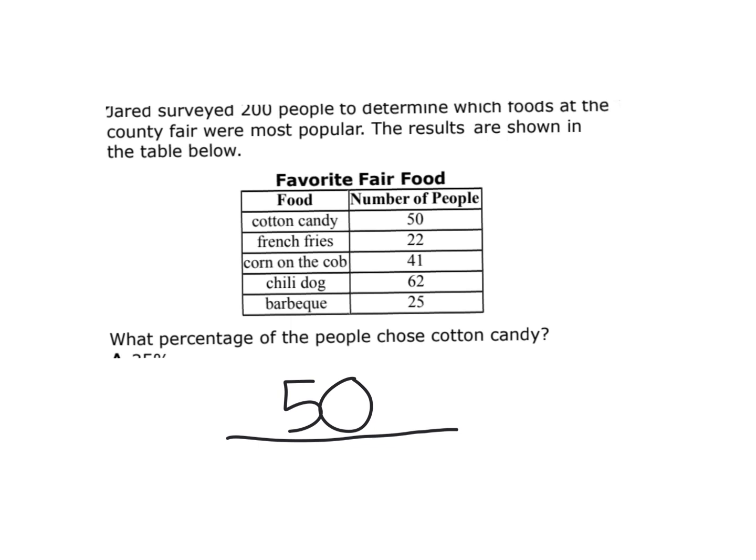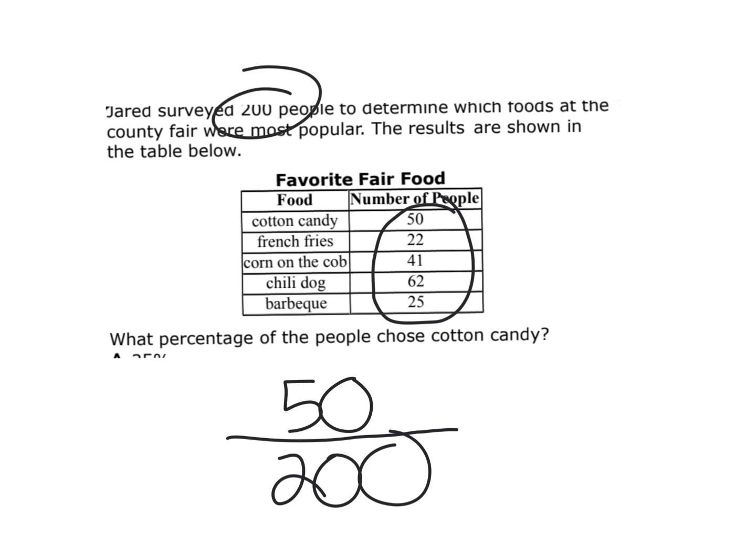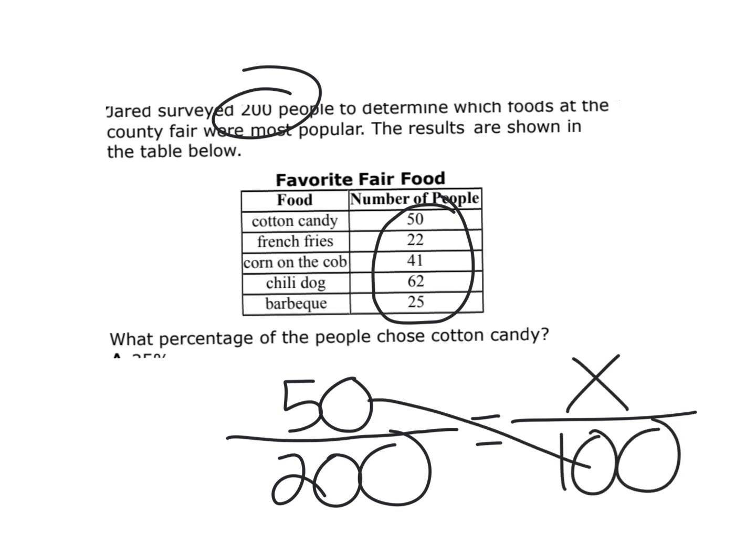Next is to go ahead and find your total or the whole number, and that would be to add all of these numbers up. That would be your total, and that would be 200 total people, including the 50. So I could add them up, but he also even told us how many he surveyed, 200. Now I want to find X over 100 because I'm looking for what percent. Multiply and divide. This question does not ask you to round, so it should just be a regular whole number.